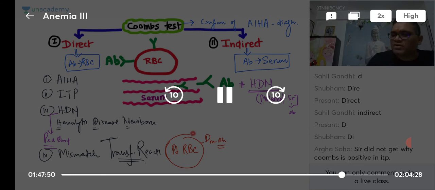Why is Coombs positive in ITP? What is ITP? Can you tell me the full form of ITP? Immunogenic thrombocytopenic purpura. In ITP, IgG antibodies are formed against the platelet, and IgG antibodies are also formed against the RBC, and that is why they will be positive for direct Coombs test.